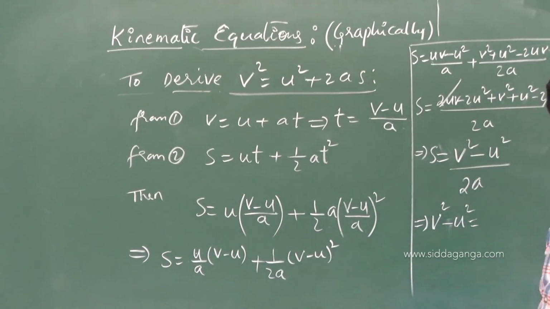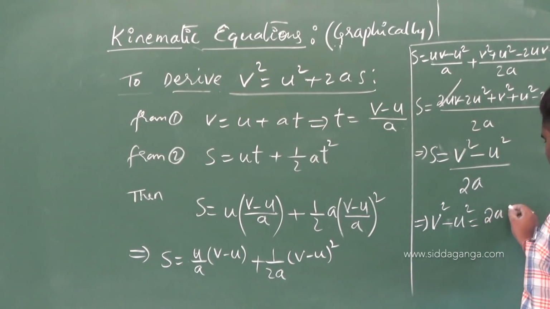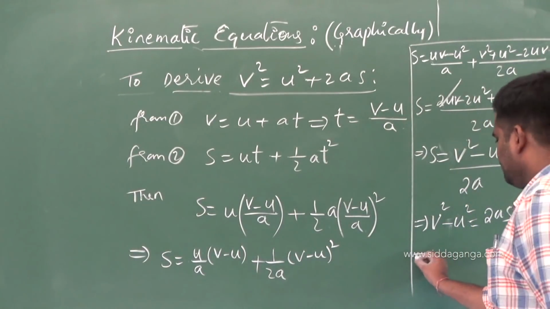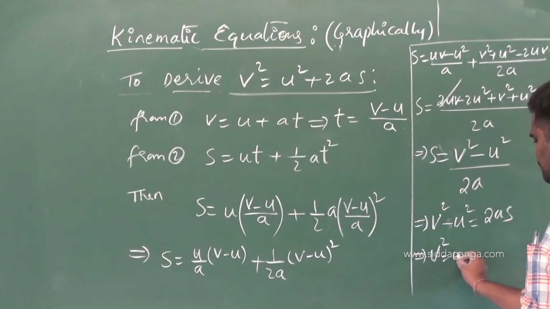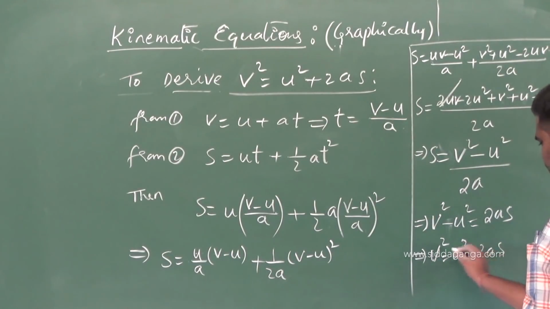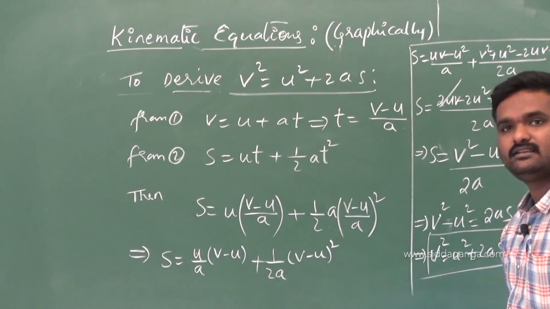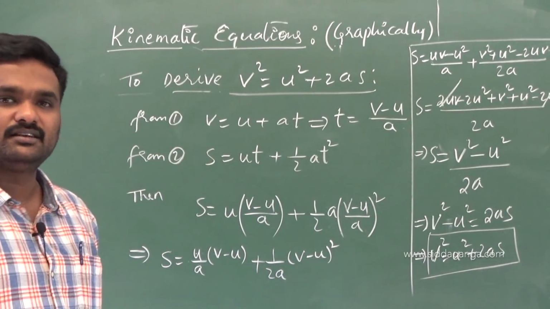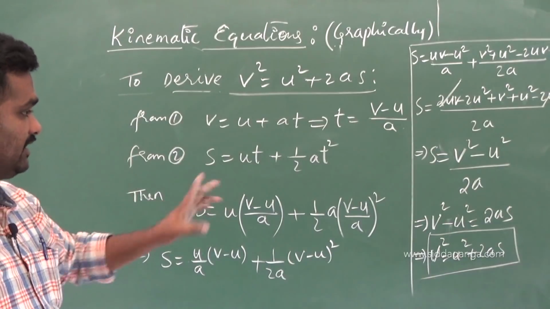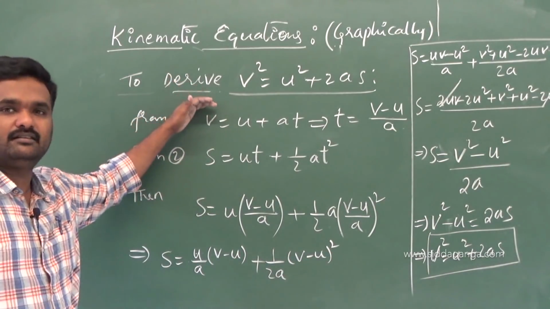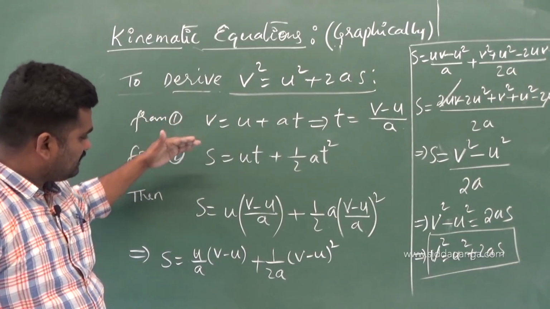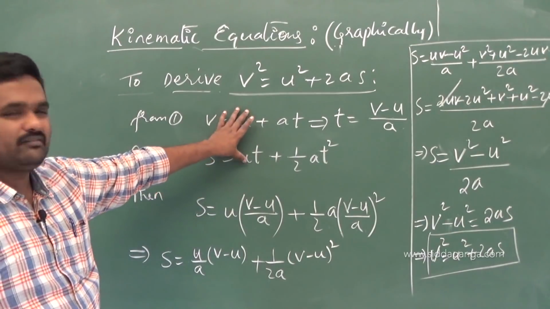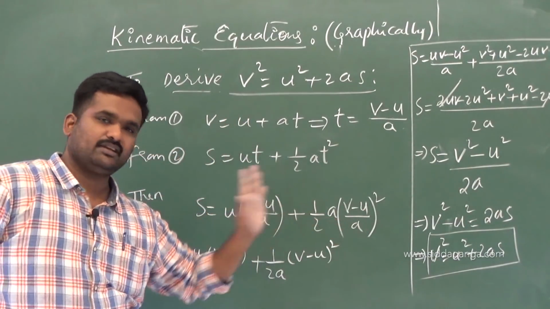V square minus U square equals 2 into A into S. Or finally I can write V square equals U square plus 2AS. This is the final equation which you have to remember. V square equals what? U square plus 2AS. So this is the final kinematic equation. We have just done some mathematical manipulation in those known equations only, and finally we have rewritten it into that equation.